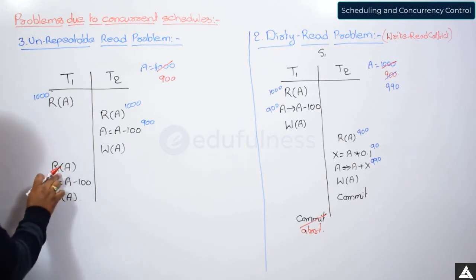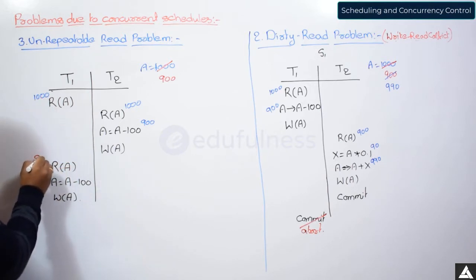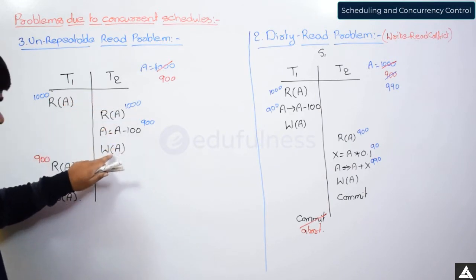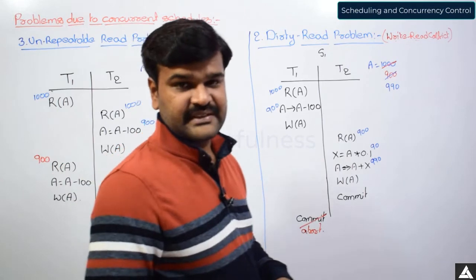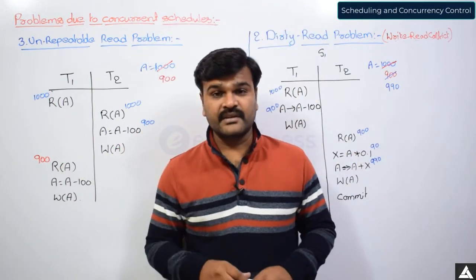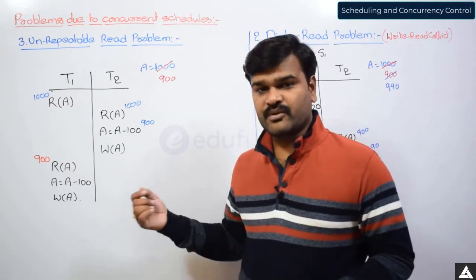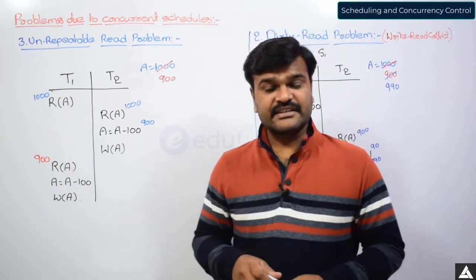Here, when you are reading the same A value again, what are you going to get? 900. So that is what unrepeatable read is. Between two read operations, if any other transaction performs a write operation on the same data item, then you are going to get unrepeatable reads, which is going to lead to an error. So that is also one kind of problem in concurrency control. In the concurrent schedule, this is also one type of problem, so this problem also we have to address when dealing with concurrent schedules.